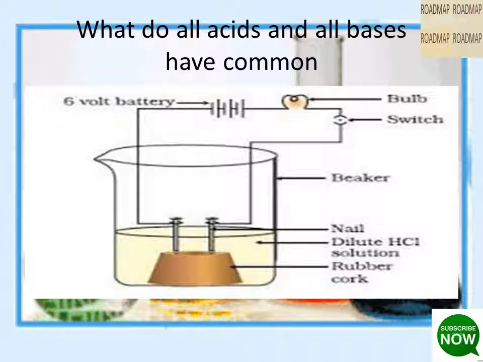Now repeat with dilute sulfuric acid. Now what do you observe? Repeat the experiment separately with glucose and alcohol solutions. Now again take your observation. Does the bulb glow in all cases?